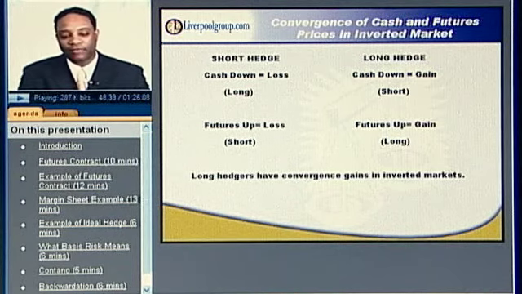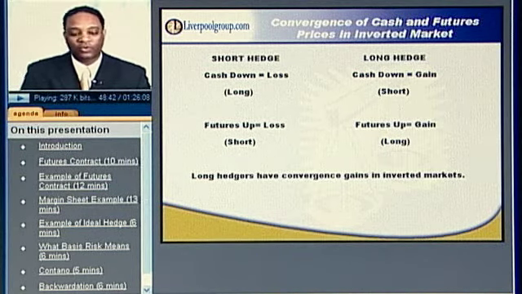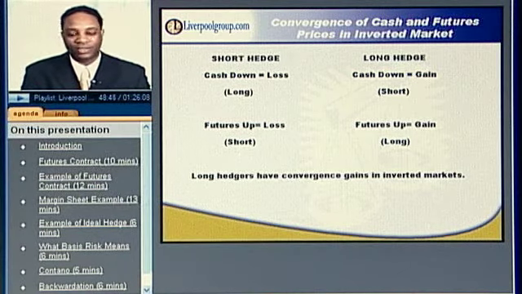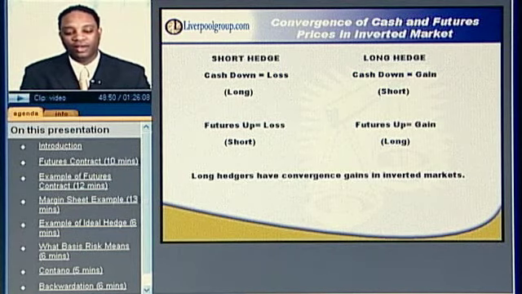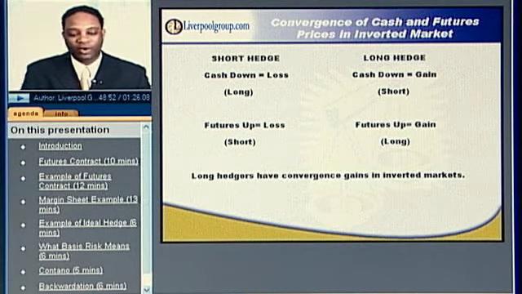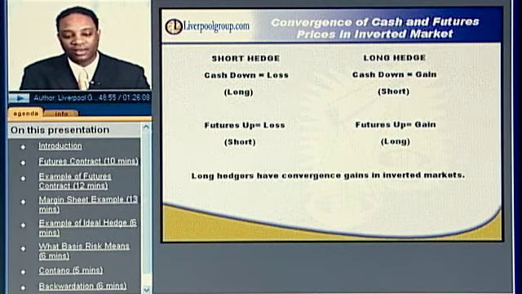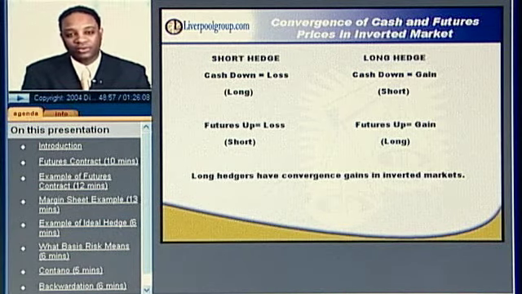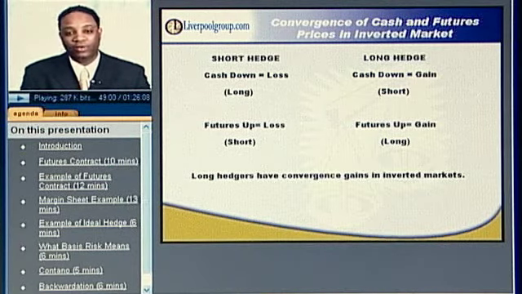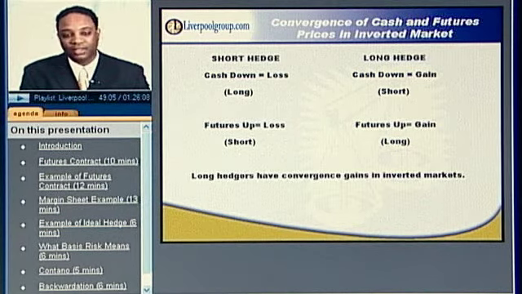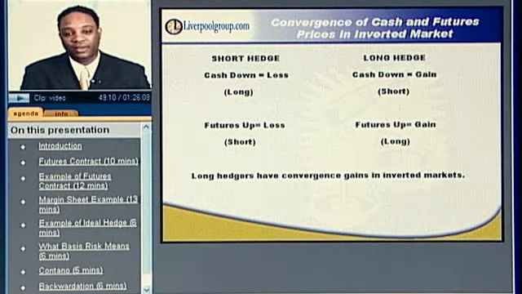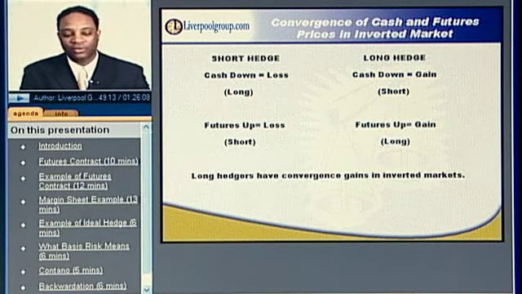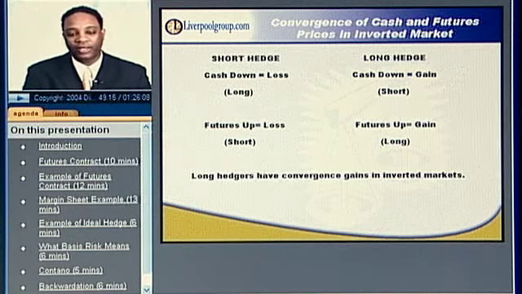So during inverted markets, we see that futures operates completely on its head. Those people who are short during inverted markets tend to be losers. The cash is down. When they were long cash, they made losses. The futures are up, so they made losses. And the short hedgers just don't have any chance of profiting in this marketplace. And so it's very good to know the fundamentals of what's happening here and where you can profit.